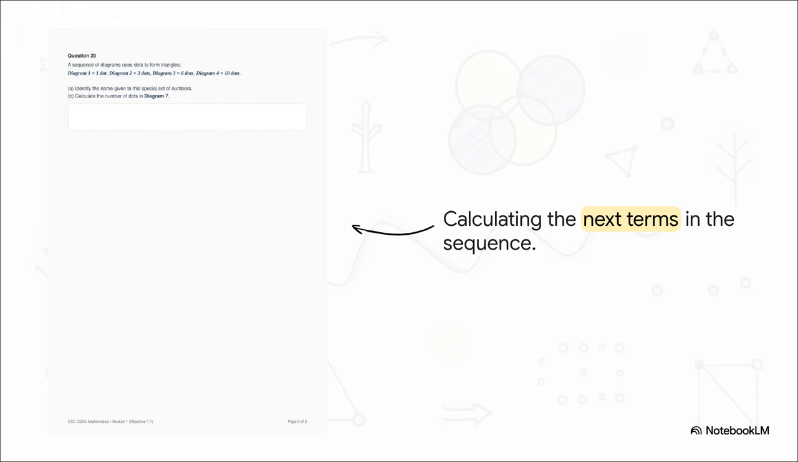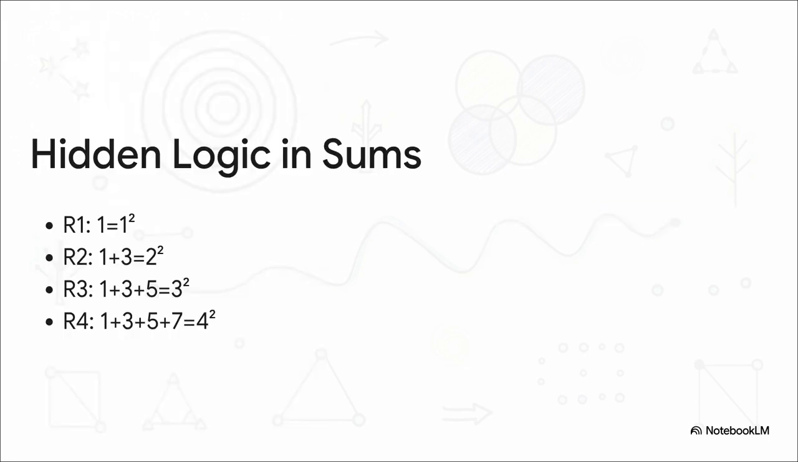So when the worksheet asks us to calculate the number of dots in diagram 7, we just follow the trail. Diagram 5 adds 5, giving us 15. Diagram 6 adds 6, giving us 21. And diagram 7 adds 7, resulting beautifully and naturally in exactly 28 dots. The crucial point here is that this hidden logic exists everywhere if you know how to look for it.